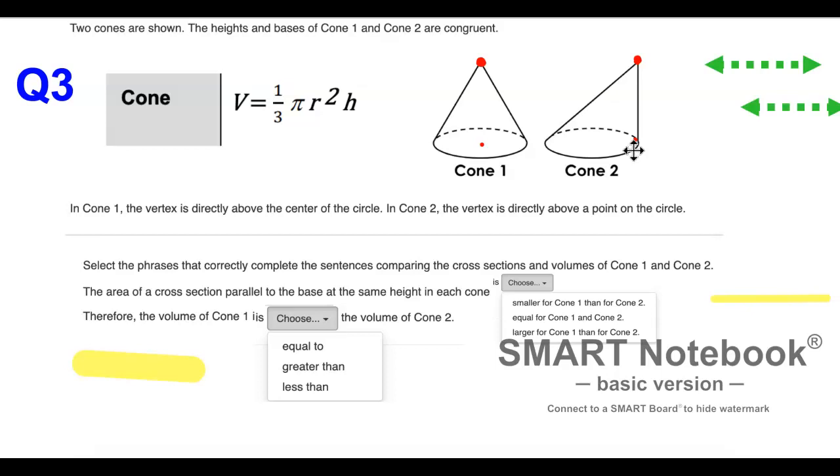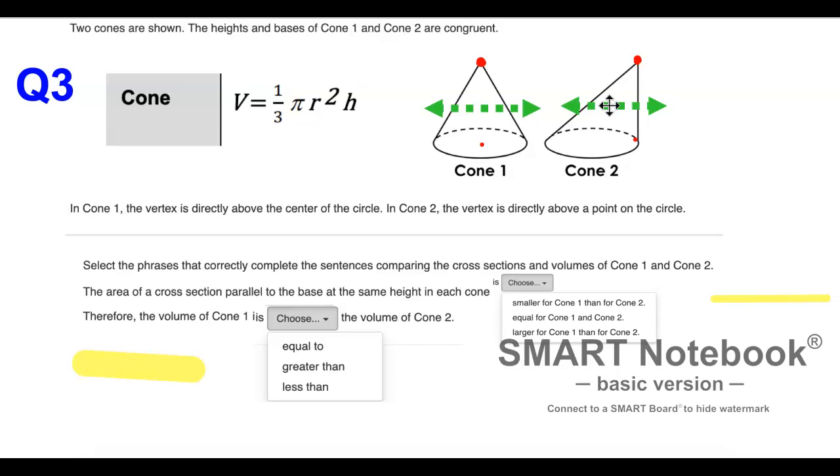So it says the area of a cross section parallel to the base at the same height in each cone is. So if we're taking a cross section, remember when we have a 3D figure and we slice it, a cross section is the 2D shape that appears inside. So if we were to slice these cones parallel to the base, we would slice them horizontally like this. And when we sliced them, that cross section would be a circle because our base is a circle on each cone.